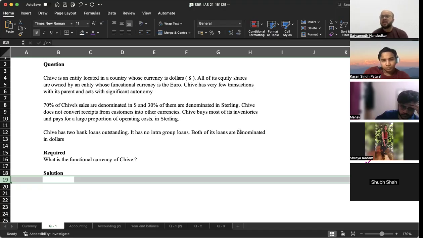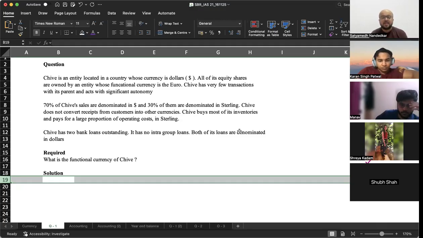Usually, the functional currency of the holding becomes the currency of the subsidiary because the subsidiary is heavily dependent on the holding company for decision making, for transactions, for policies, and it basically follows what the holding company does. But here they have mentioned that Chive has very few transactions with the parent and acts with significant autonomy. So, Chive has the ability to make its own decisions and it doesn't really depend upon the holding. So, the currency of the holding might not become the currency of the subsidiary.